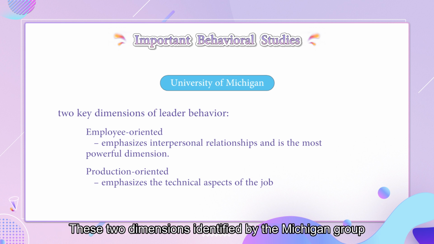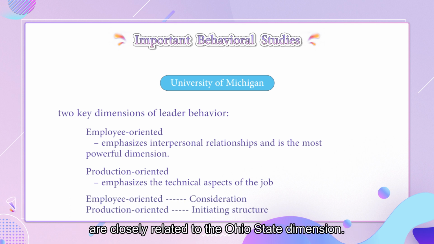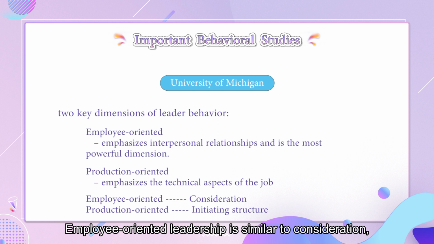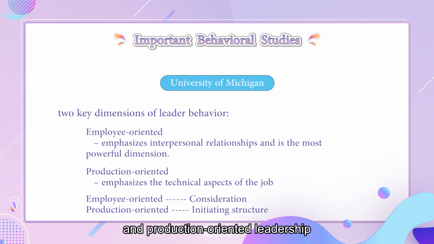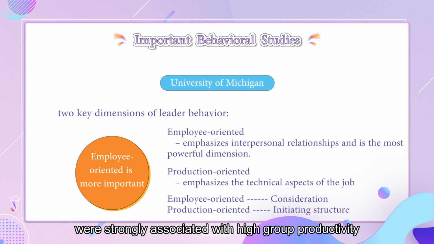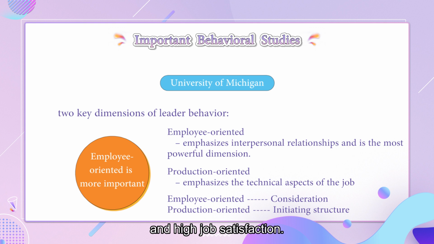These two dimensions identified by the Michigan group are closely related to the Ohio State dimensions. Employee-oriented leadership is similar to consideration, and production-oriented leadership is similar to initiating structure. However, unlike the Ohio State studies, the Michigan group found that leaders who were employee-oriented were strongly associated with high group productivity and high job satisfaction.